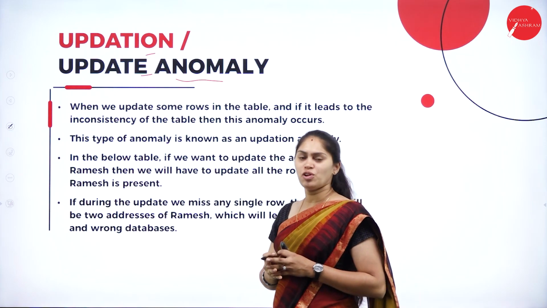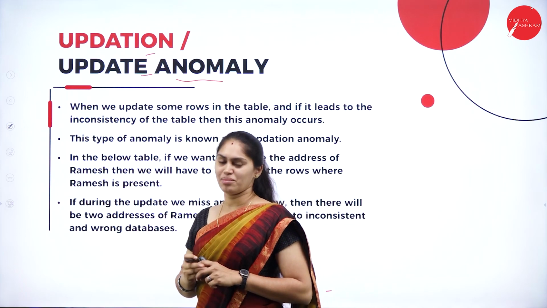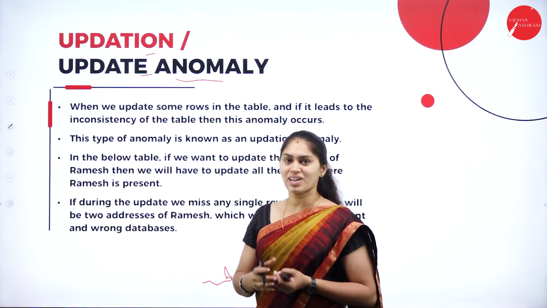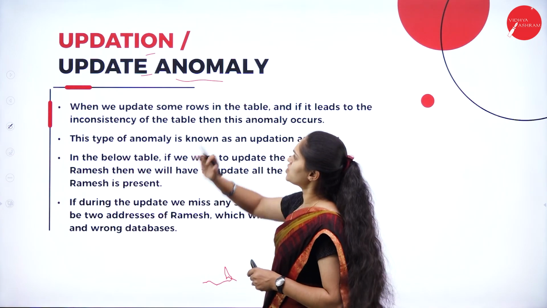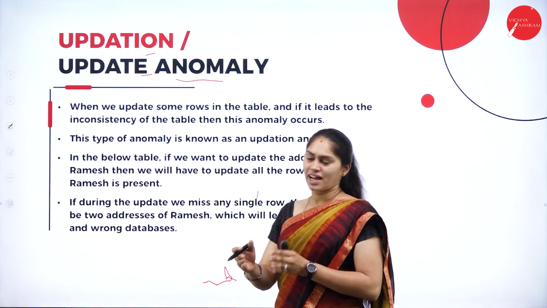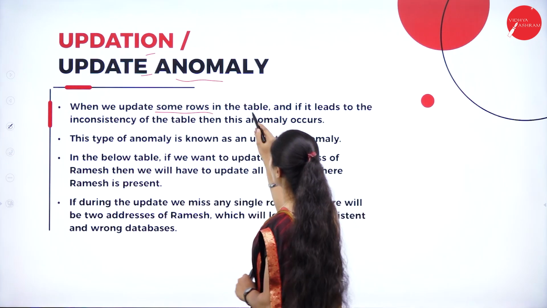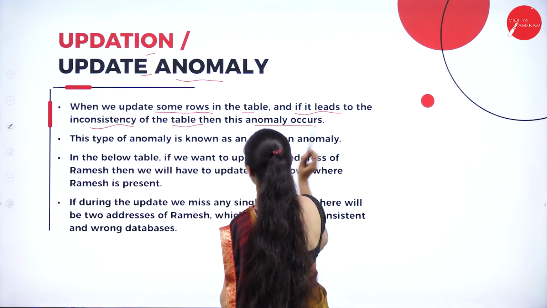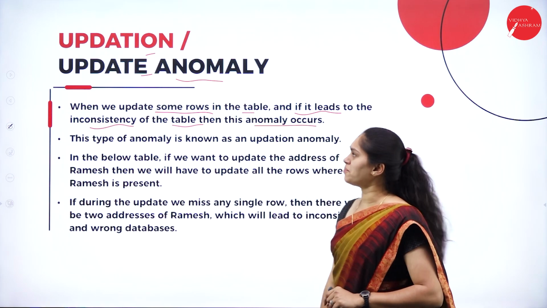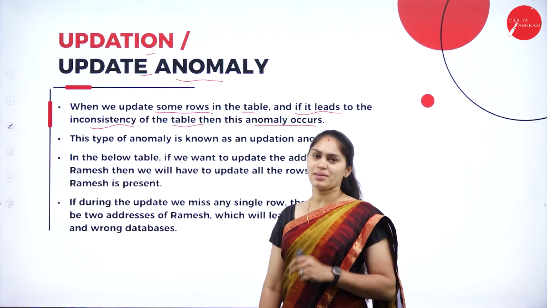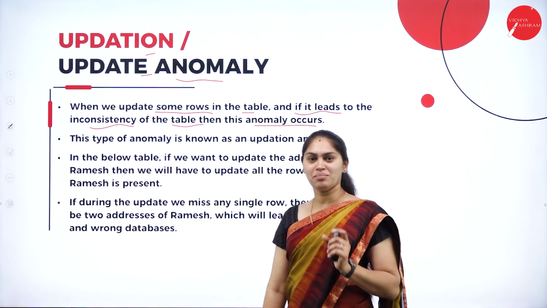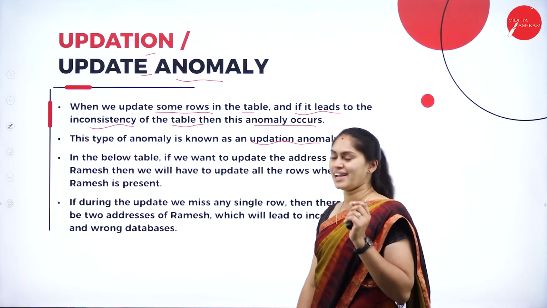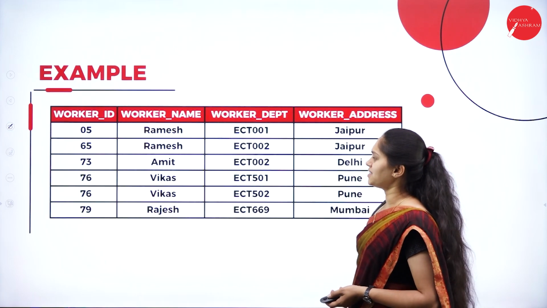Already you know what operations we can perform on the database. We can insert the data, we can delete the data, alteration will take place, and also we can do the updation. So when it comes to the updation or update anomaly, when we update some rows in the table and it leads to inconsistency of the table, then it is considered what? Updation or update anomaly. Whenever we are updating some data in the table, if some inconsistencies occur at that time, then we call that kind of anomaly what? Updation anomaly. So let me take one example here.